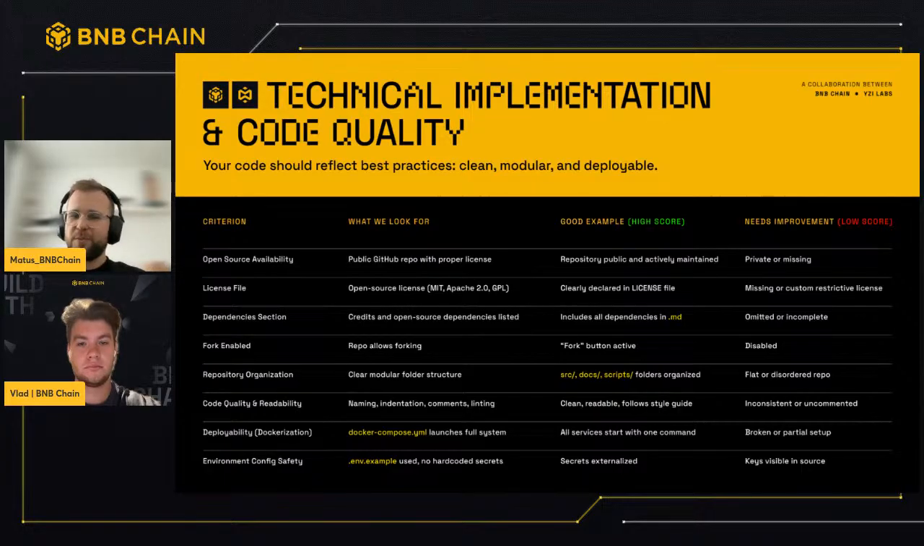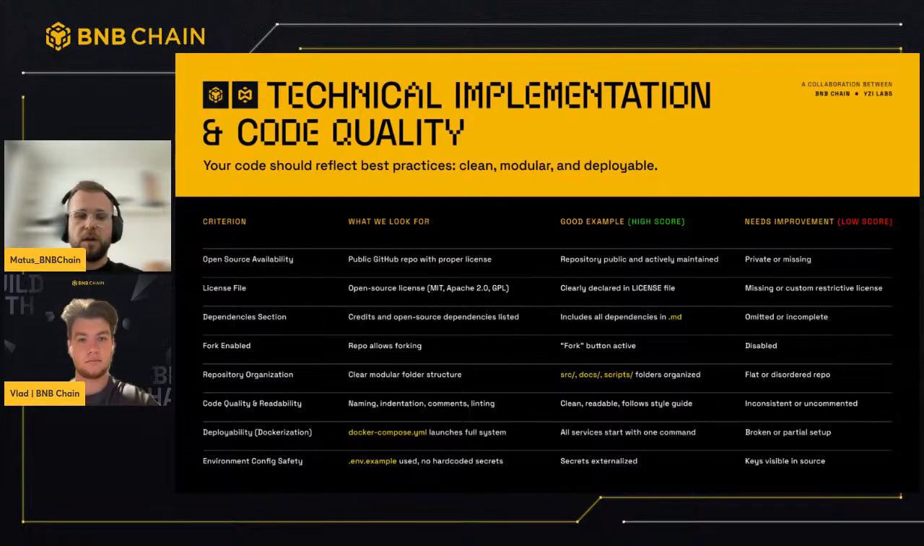Second point is the technical implementation. That's very important, especially to me coming from the tech team. So what the judges are evaluating here is if your GitHub repo is public and has a proper license, either MIT, Apache, GPL, whatever. It needs to be clearly stated because you can lose points on that. The more open source your project is, the better it fits in our ecosystem. If you allow forks or not, that's also very important.